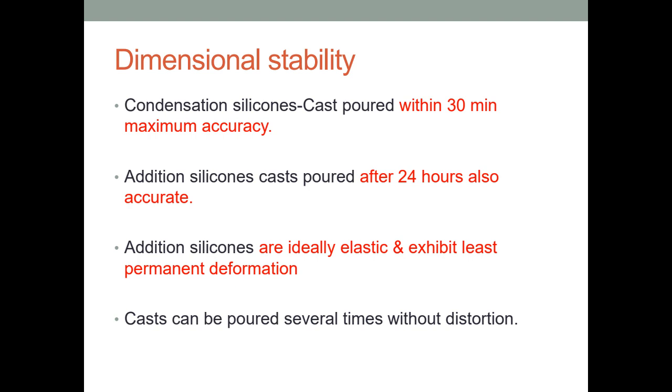On the contrary, if you are using addition silicone, it can be poured after 24 hours. So it is more comfortable to use addition silicone in your clinic. You can send your impression to the lab and they can pour your cast in a better way. That's why addition silicone is more popular in the clinic. Addition silicones are also ideal, elastic, and exhibit the least permanent deformation. With addition silicone, you can pour multiple casts because of the accuracy of the impression.